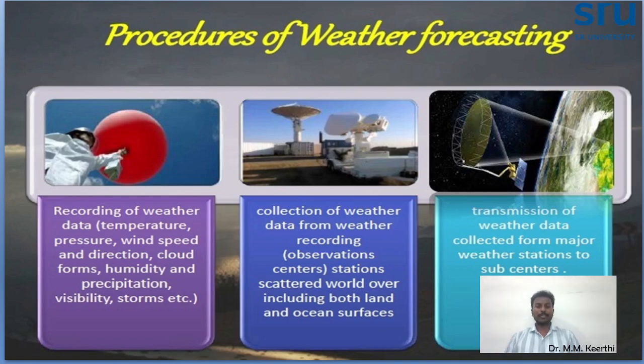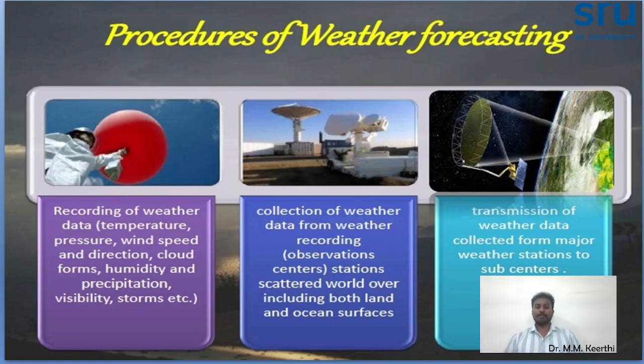And for precipitation, particularly rainfall, we need to record. And even dew and fog, these also we need to record, and storms. All of this we have to record at a particular place and particular time. So the first procedure for weather forecasting is recording all the weather parameters.